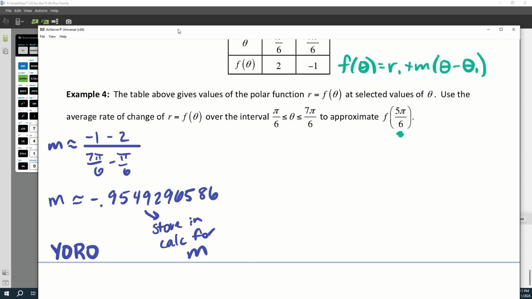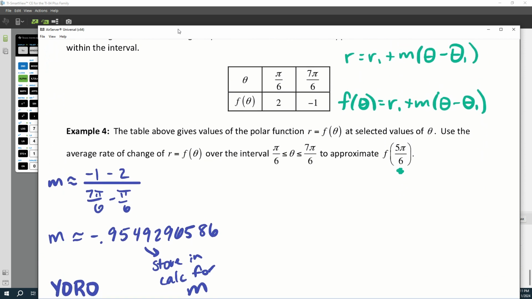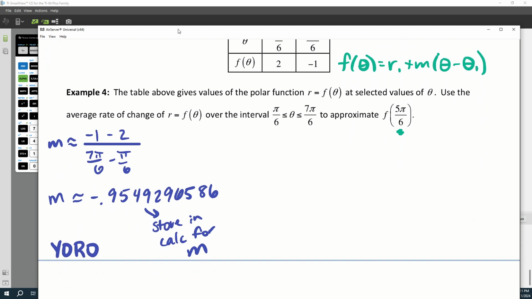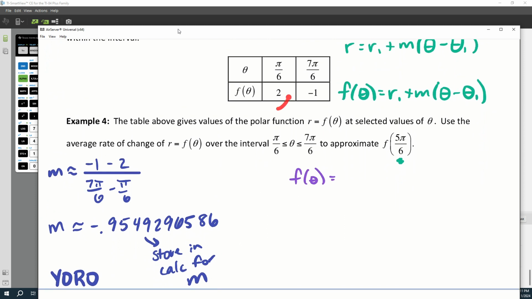Okay, so let's finish the work for this problem. We're going to use that green formula, or possibly either one of those green formulas. I'm going to go ahead and use the one with f of theta. It's going to be equal to our R1. So you guys get to decide which one of these we're going to use. Now, when I did it before, I used this first one. So this was my theta 1, and this was my R1. So that was 2 plus, and then I'm just going to write M because I don't want to write out that ugly decimal, and then theta minus, and then our theta 1, which is pi over 6. Okay, so that is an equation for that function.